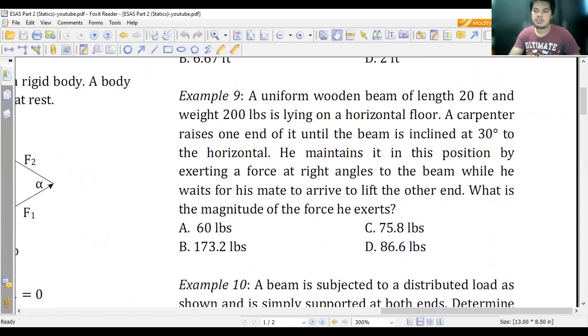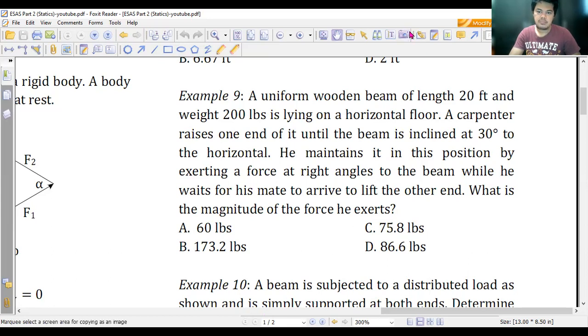Second sample problem. Okay, so we have here example number 9. We have a uniform wooden beam of length 20 feet and weight 200 pounds, lying on a horizontal floor. A carpenter raises one end of it until the beam is inclined at 30 degrees to the horizontal. He maintains it in this position by exerting a force at right angles to the beam while he waits for his mate to arrive to lift the other end. What is the magnitude of the force he exerts?